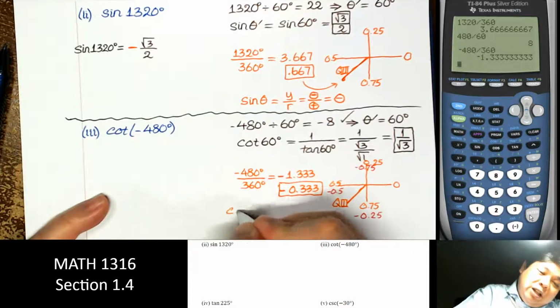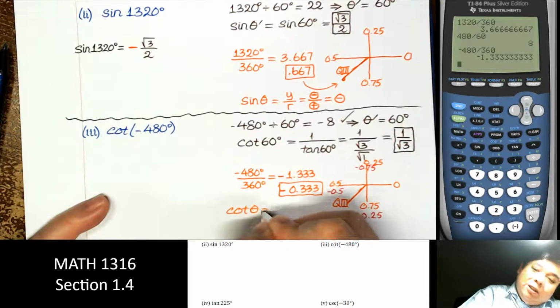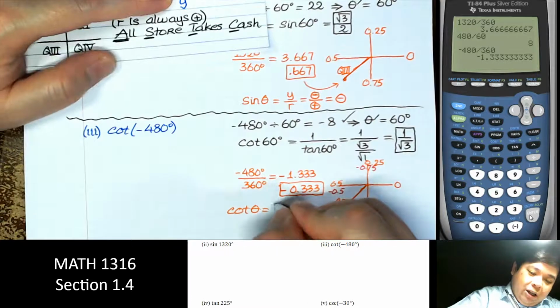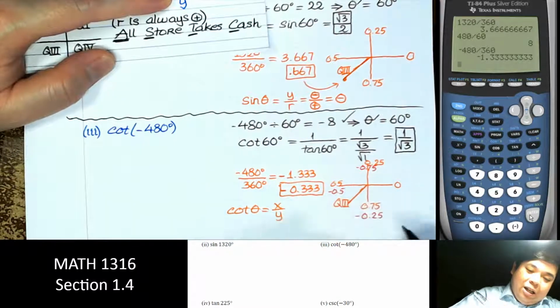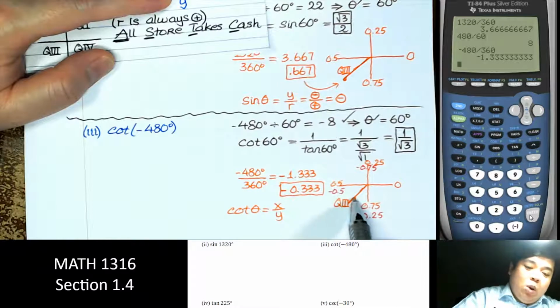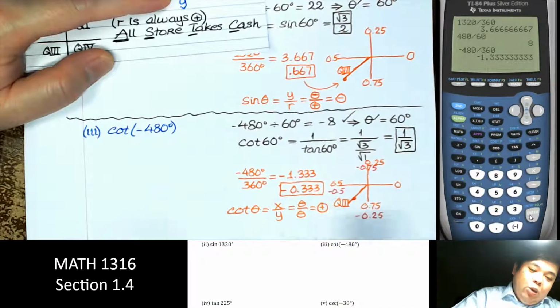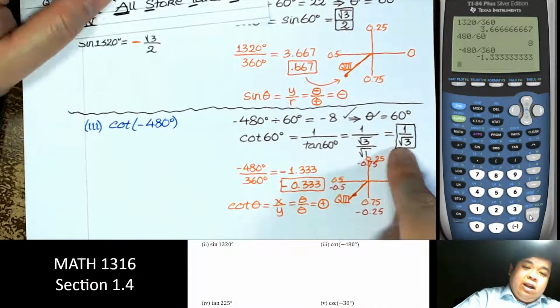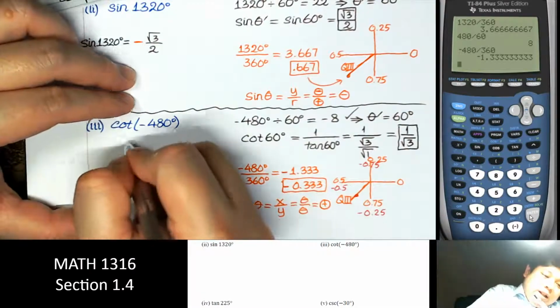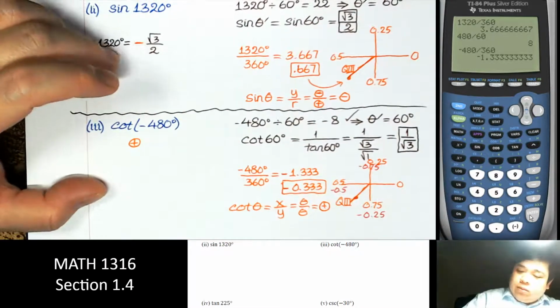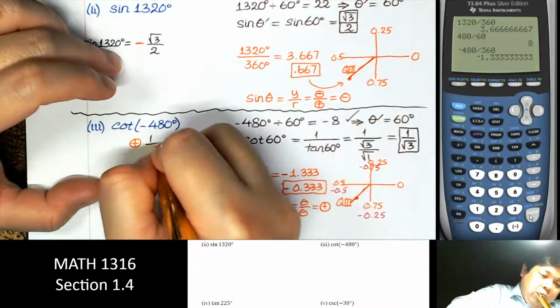And finally, cotangent is x over y. In this case, x is negative because that's the point in here, and y is negative. So this is positive. So I have positive 1 over square root of 3. So it's going to be positive 1 over square root of 3.